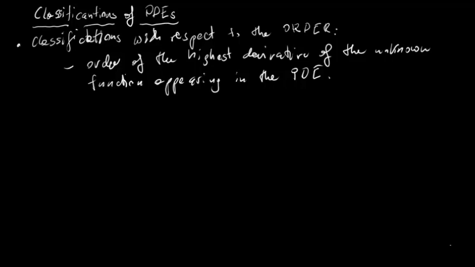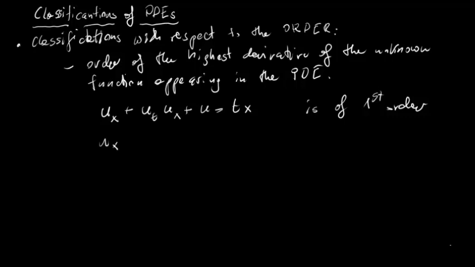For example, we can have PDEs of first order, second order, third order, and so on. Like, for example, in here. So this is a PDE of first order. And this one is of third order. Another classification is a classification with respect to how many dependent variables we have and how many equations we have.